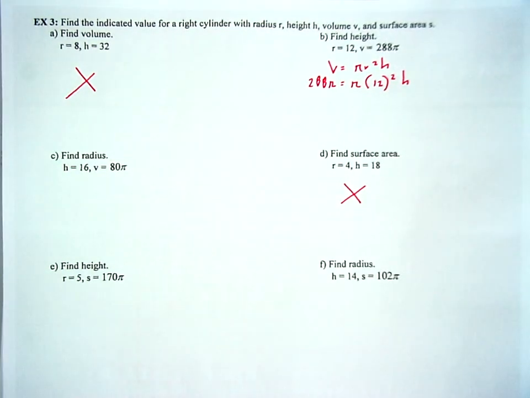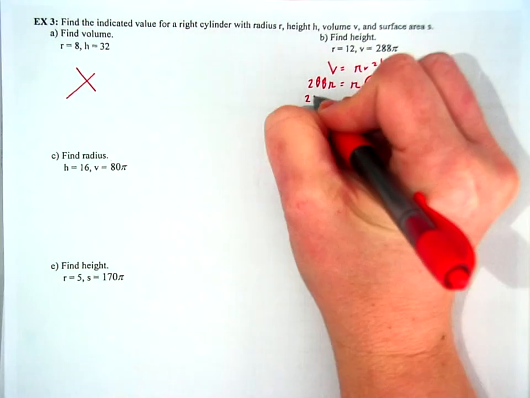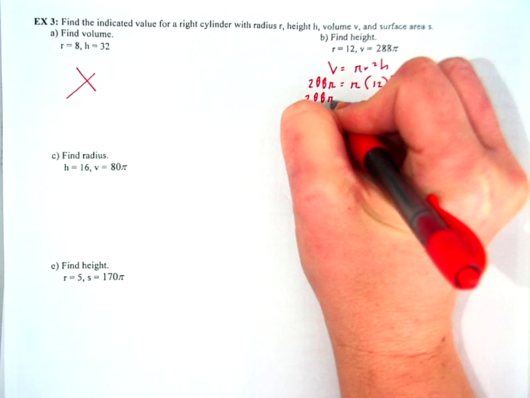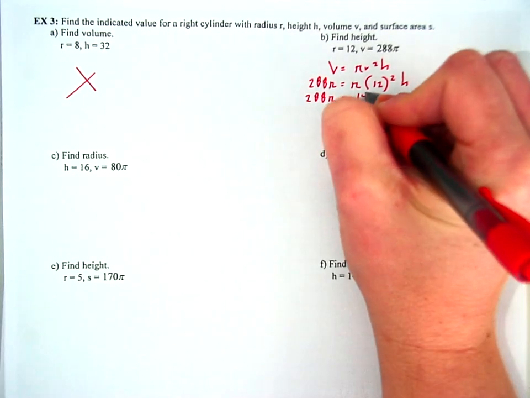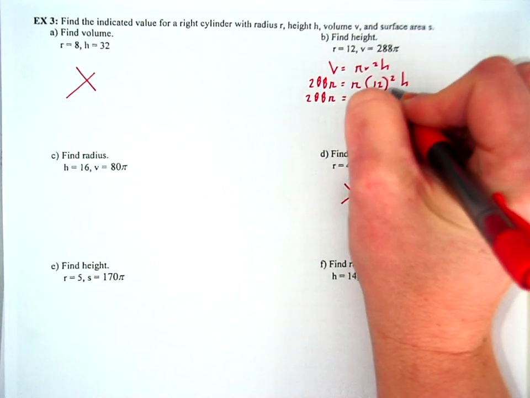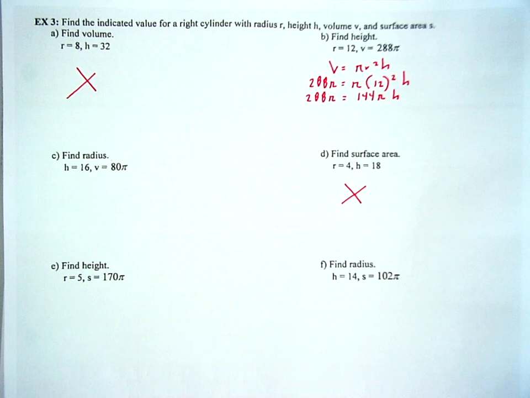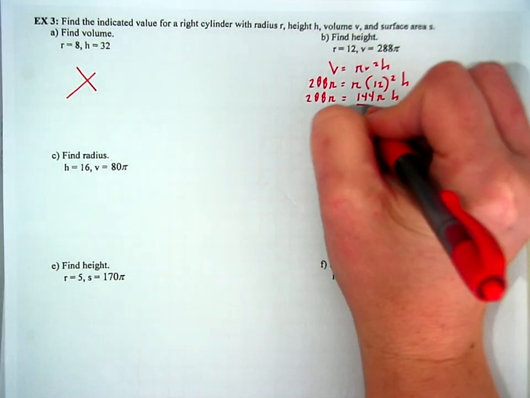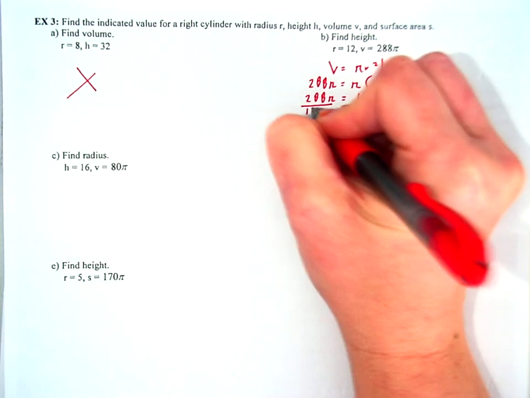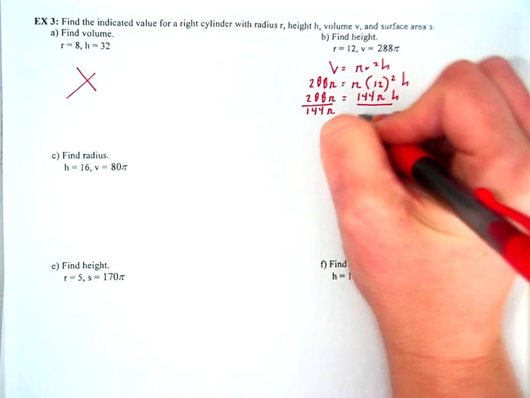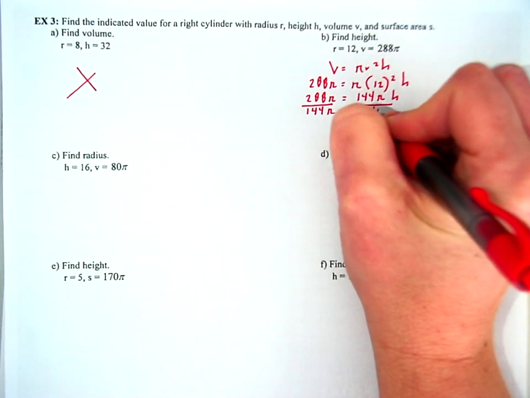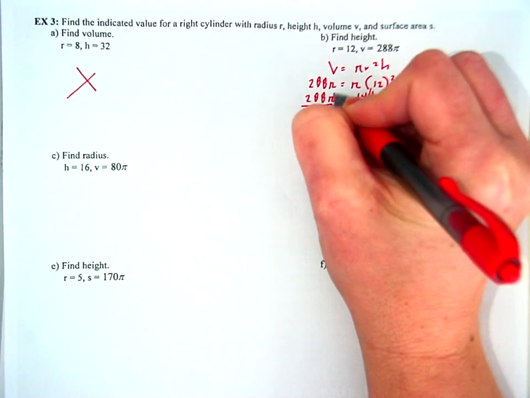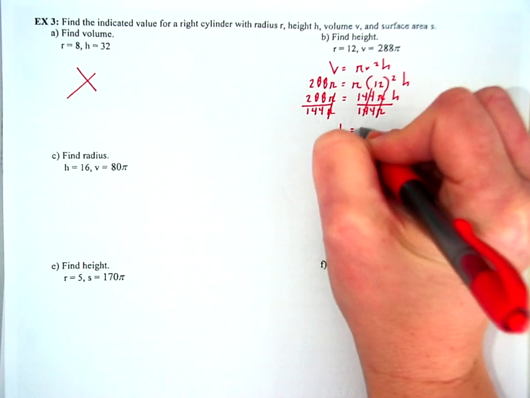So now if I just clean this up, I have 288 pi equal to 144 pi times the height. So to get the h all by itself, it's just an algebra problem, I have to divide each side by 144 pi. Easy enough. My height has to be 2.